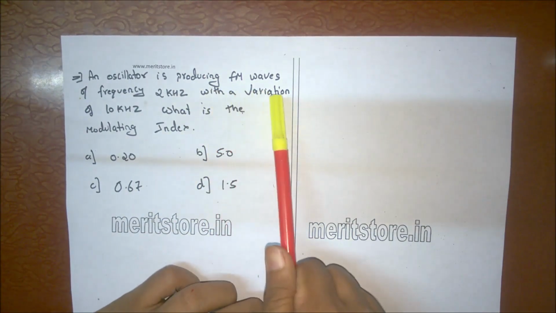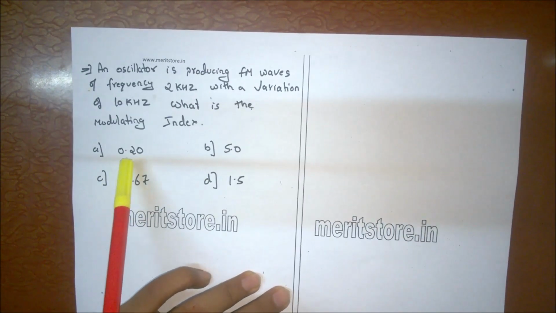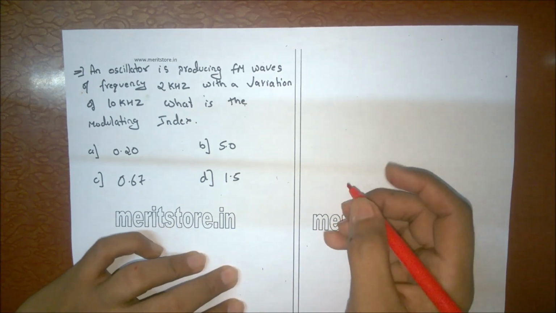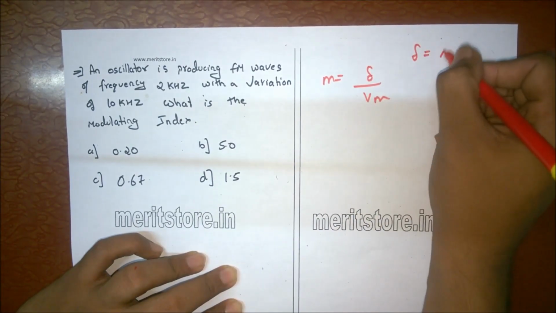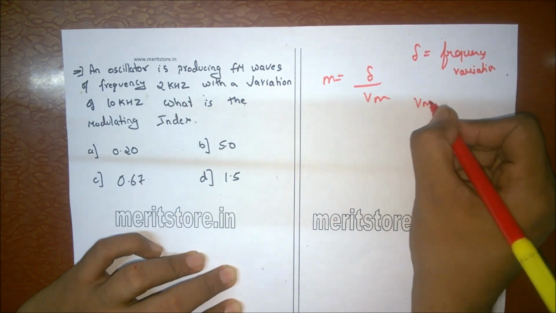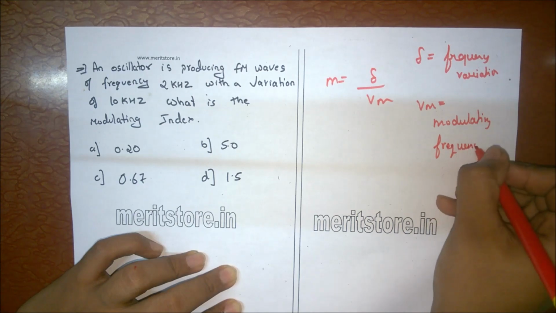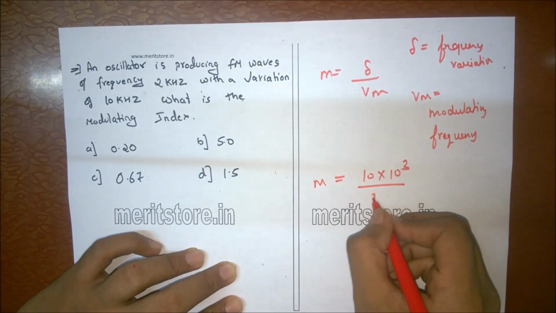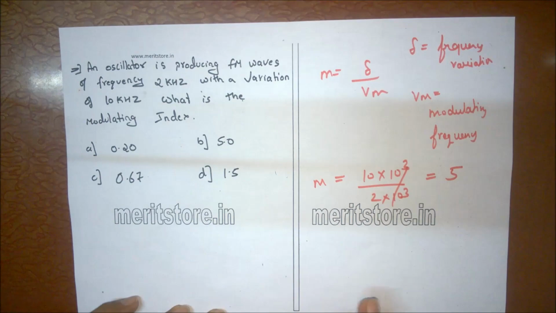An oscillator is producing FM waves of frequency 2 kHz with a variation of 10 kHz. What is the modulating index? A 0.20, B 5.0, C 0.67, and D 1.5. Now, the formula for modulation index is given by m is equal to delta upon fm, where delta is equal to frequency variation and fm is equal to modulating frequency. Therefore, m is equal to 10 into 10 raised to 3 upon 2 into 10 raised to 3, which is equal to 5. Therefore, the correct answer is option B, 5.